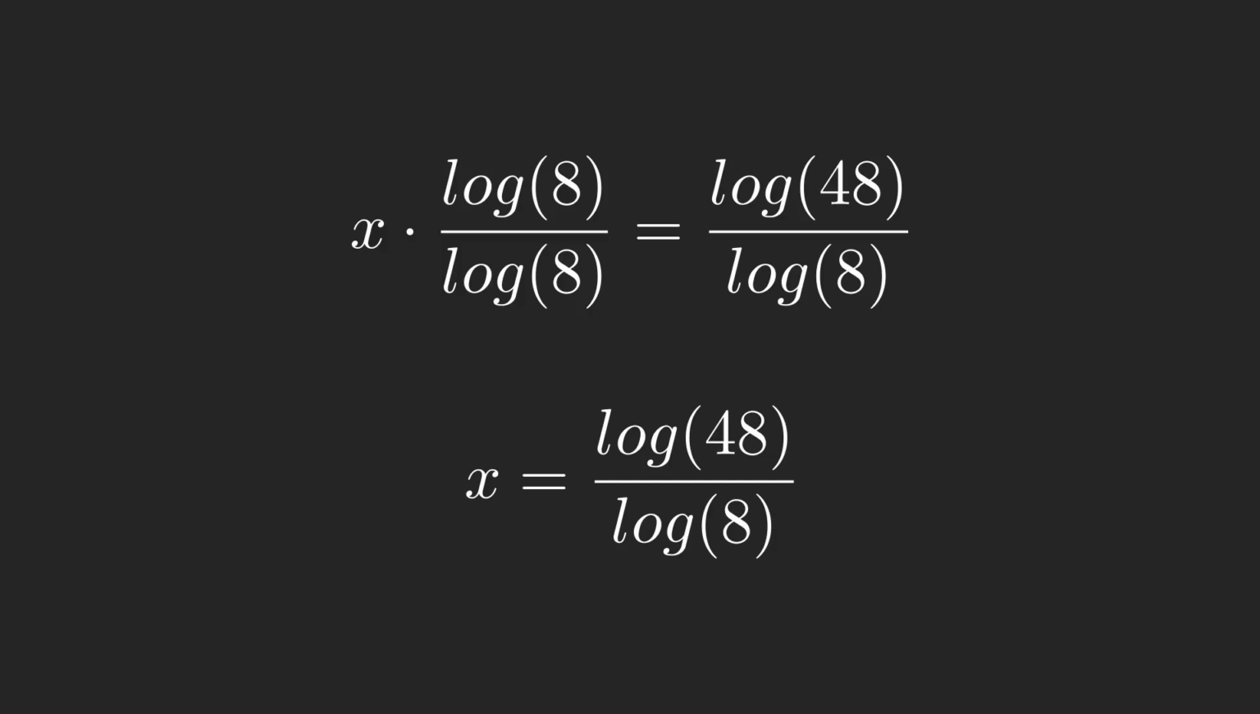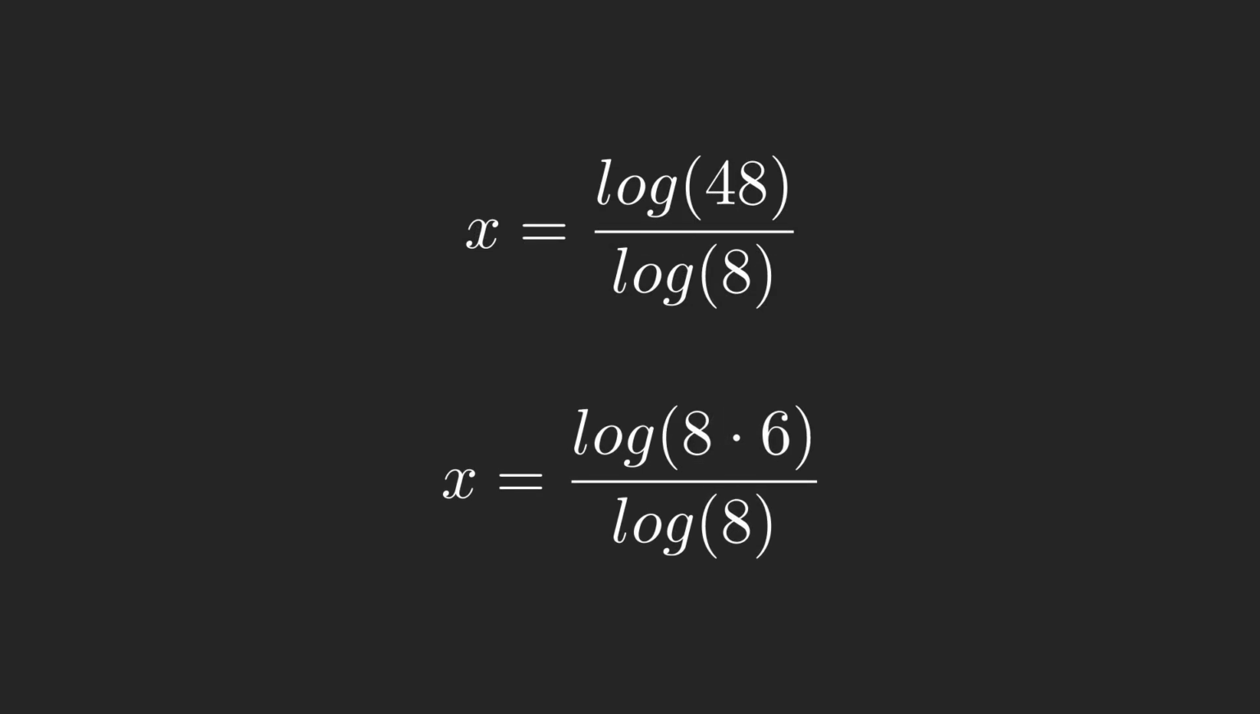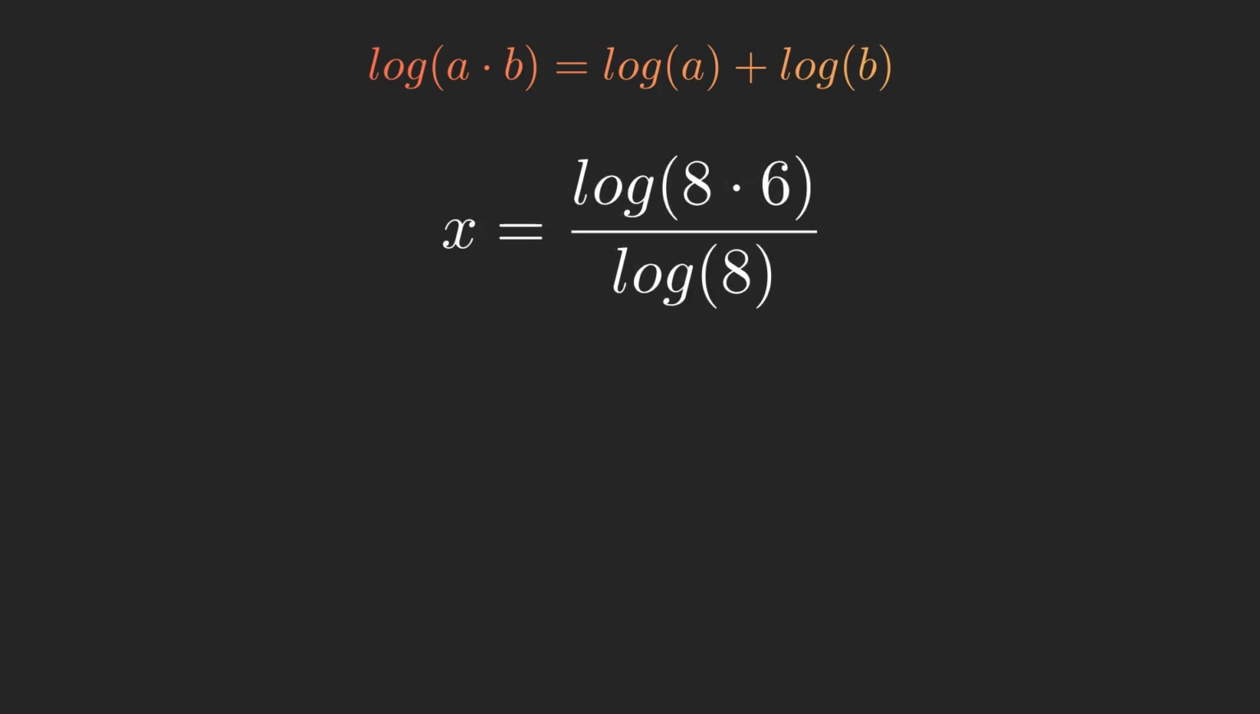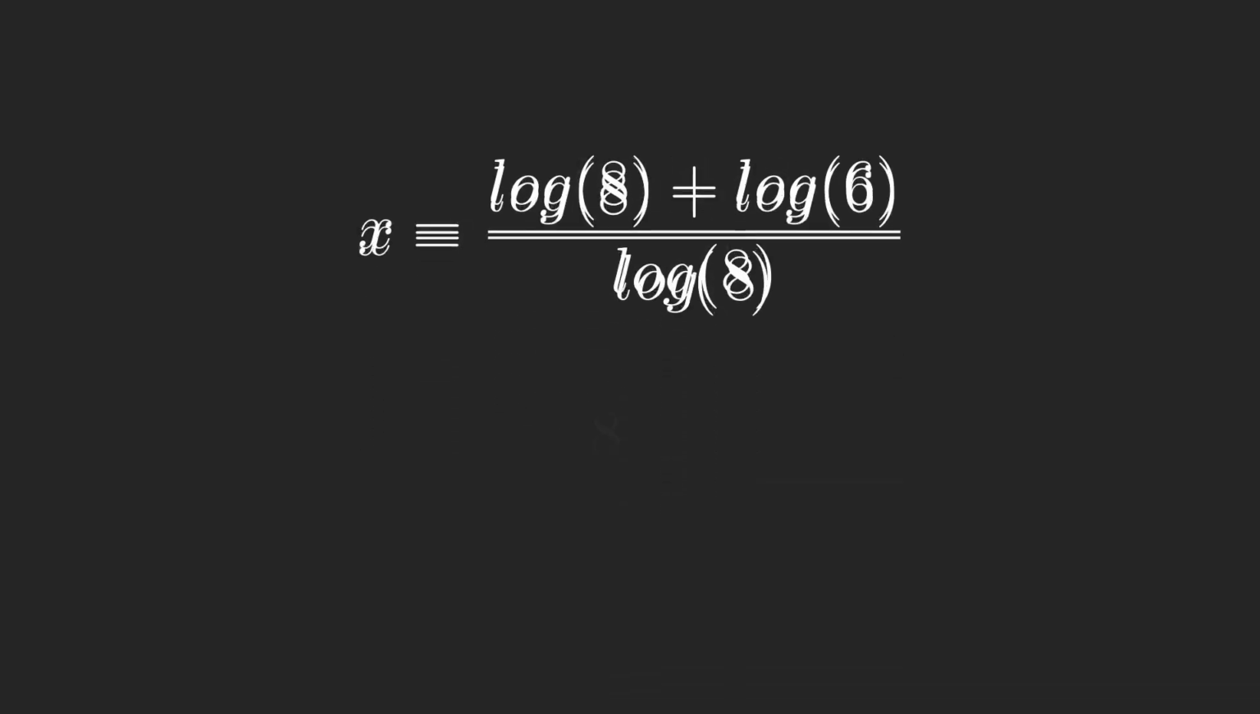The first thing we can do to simplify is noticing that 48 is equal to 8 times 6. Since we have multiplication inside the logarithm, we can split it up into two logarithms. The fraction can now also be split up into two new ones by making a new one with each of the numerators and where the denominator stays the same in both.